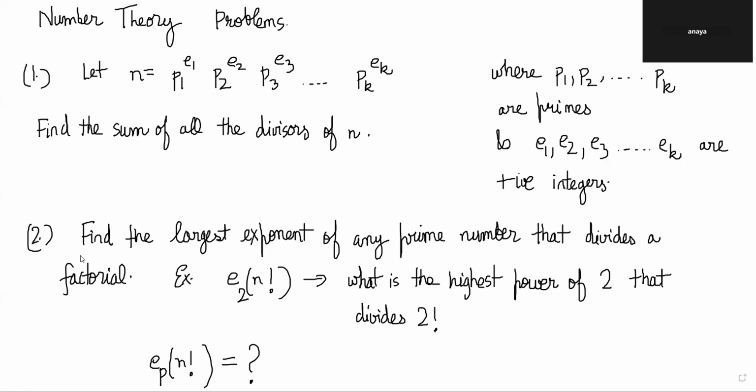Yeah, we'll continue with number theory problems. So the first problem is this. If you write n in its prime factorization, p1 power e1, p2 power e2, and so on, you have to find the sum of all the divisors of n.